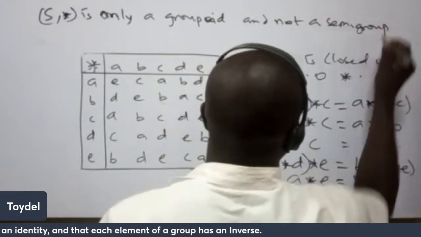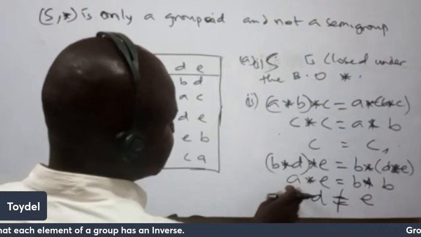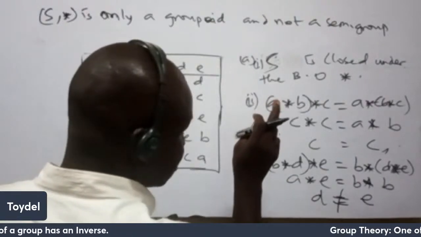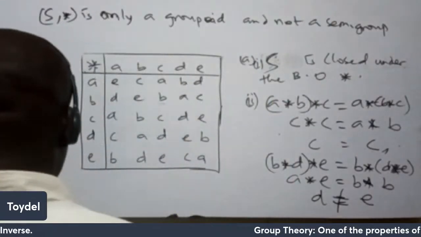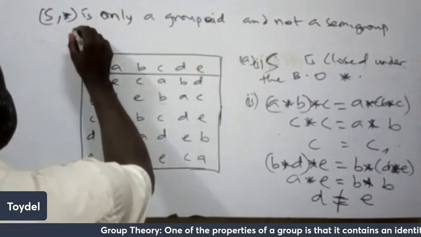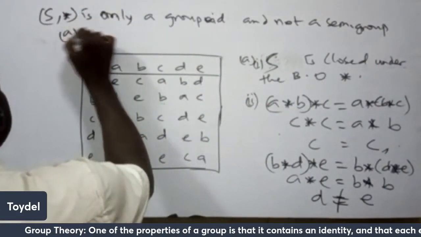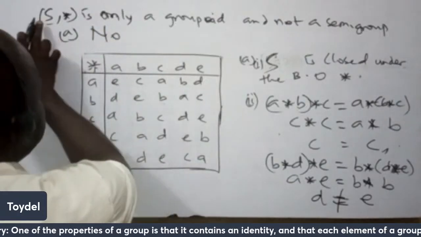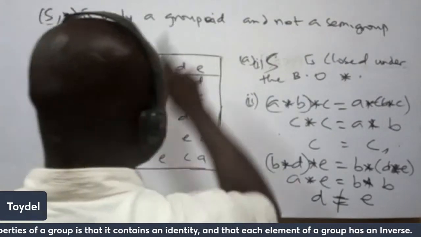It is not a semigroup because the 3 elements in the set S do not hold the associative property for all. So that simply means that the answer to part A of the question is no. Is this a semigroup? No. We have been able to justify.